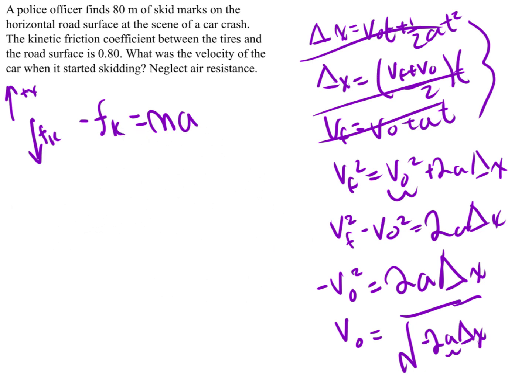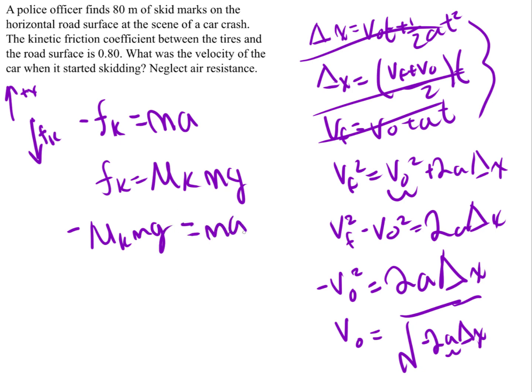So we know that the force of kinetic friction is equal to the coefficient of kinetic friction times the car's weight. So we can plug that back into our equation, because we don't need parentheses. And that is equal to the car's mass times acceleration. If you notice, the mass cancels out. So we're left with the acceleration is equal to the negative of the coefficient of kinetic friction times g, or the gravitational acceleration.